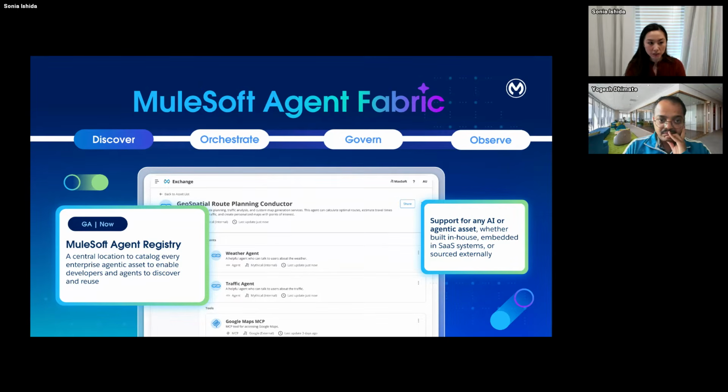And one thing to note here is that MuleSoft Agent Registry is built on top of the existing Anypoint Exchange. So it's an interface and a solution that you're already familiar with.